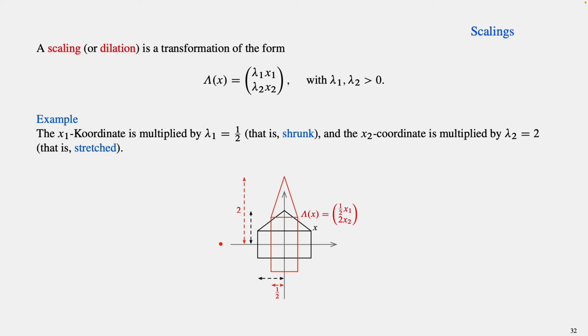So along the first coordinate axis, the x1 coordinate, we multiply everything by 1/2. So in this direction here, the house gets narrowed, it gets shrunk. So these sides of our little house become these sides here. And along the x2 coordinate, everything gets stretched by a factor of 2. So we end up with a house that is much slimmer than the original one, but also much higher.